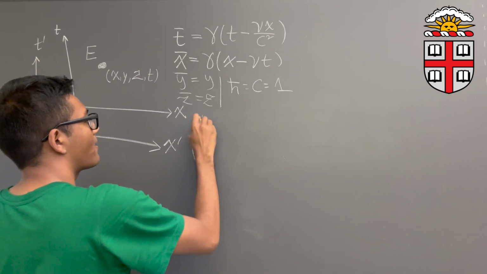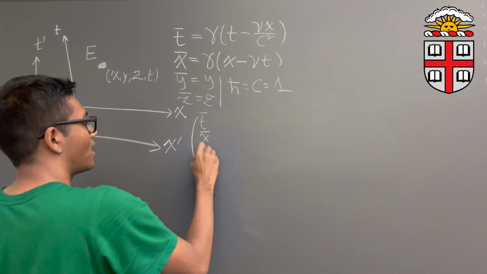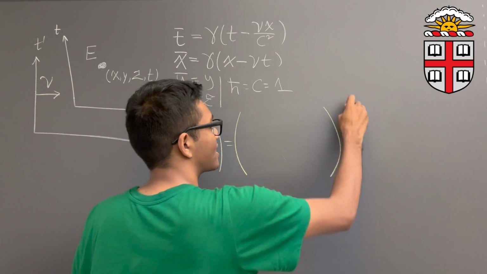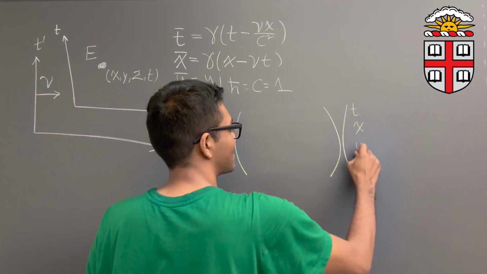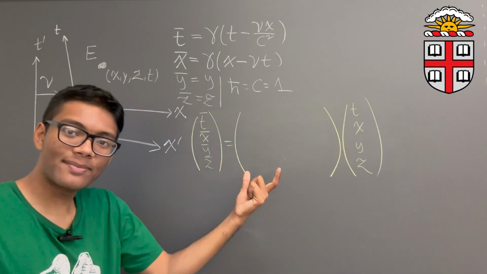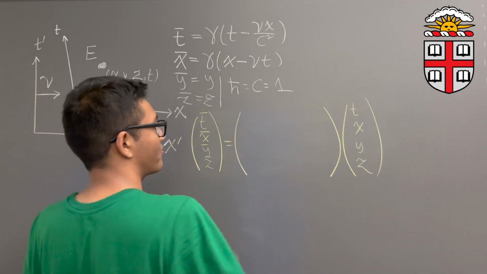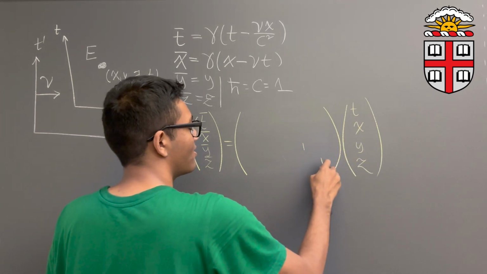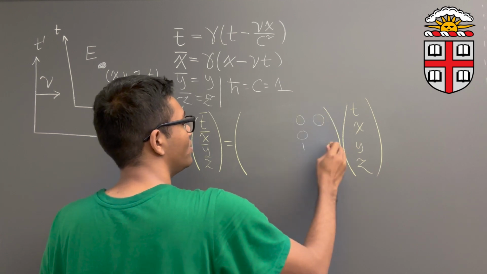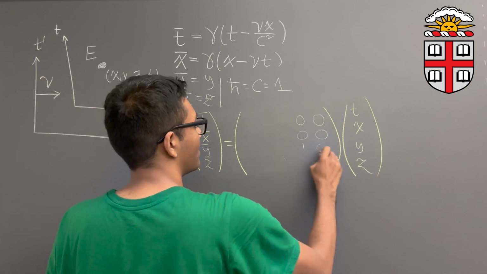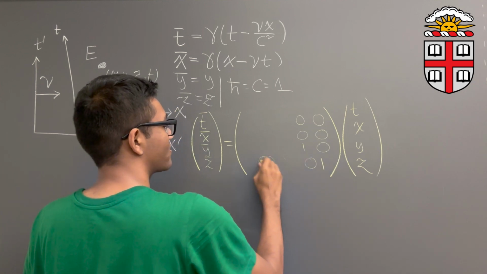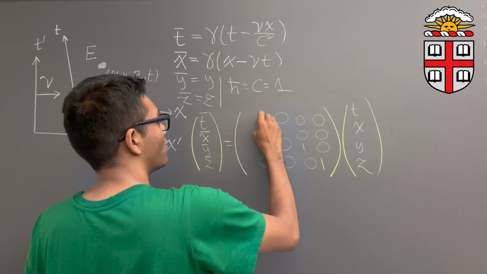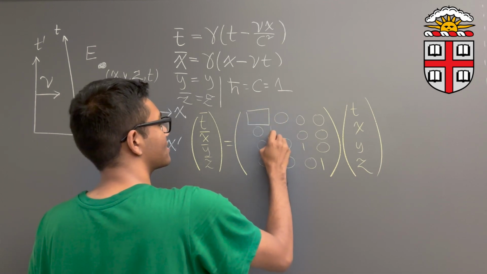So I can write my new coordinates, t', x', y', z', as some matrix times my original space-time coordinates. So what is that matrix? Well, that matrix is the Lorentz transformation matrix. First of all, I do nothing to the y and z coordinates, so I know they will both be 1, okay? So the real action is going to happen up here. Let me just fill in the blanks, and then we'll get to the real magic right here, which is in these 2 boxes.